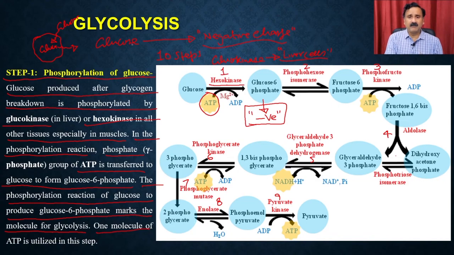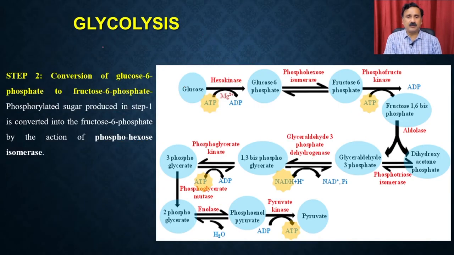If it wants to go out, then it cannot be a passive transport, it has to be an active transport, and because of this only the first phosphorylation is happening, so that the glucose is going to be trapped inside the cytosol and it is going to be committed for glycolysis.